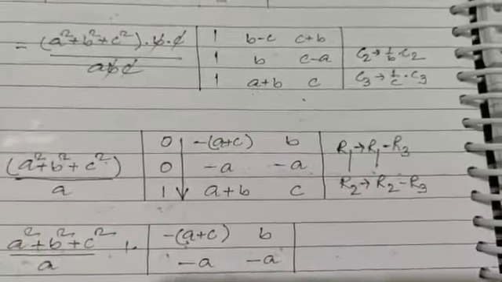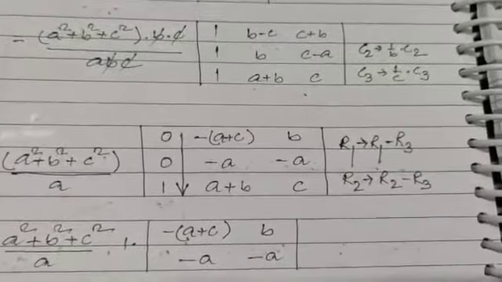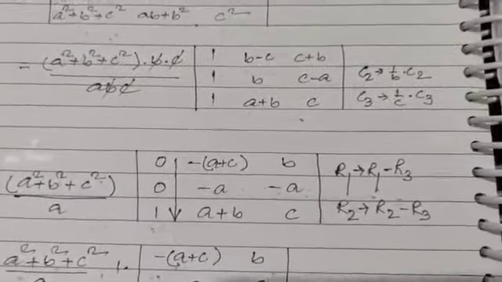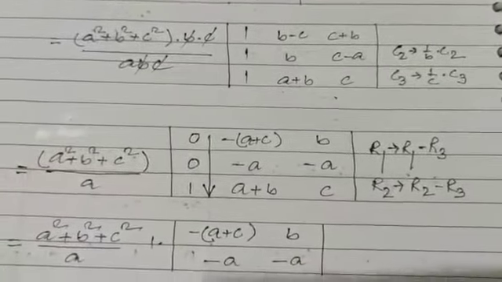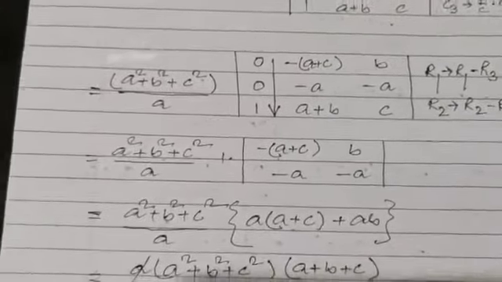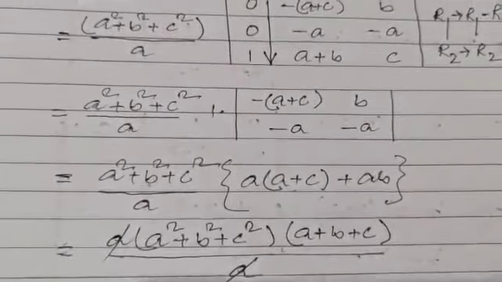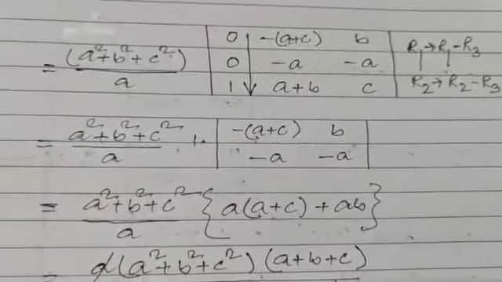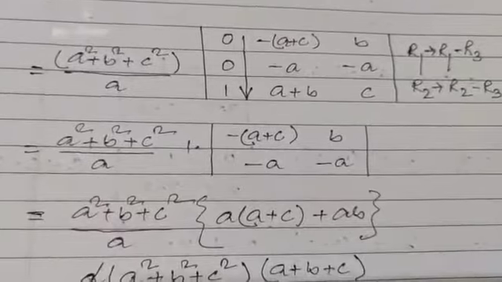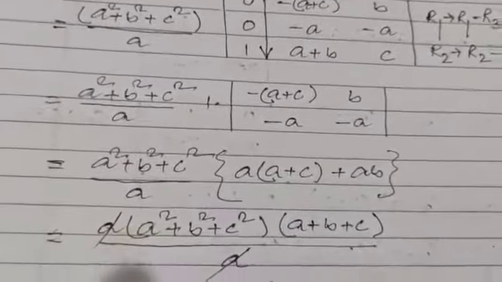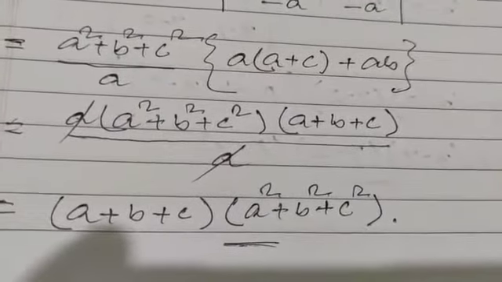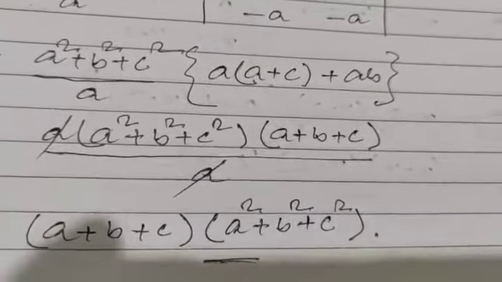Now if I apply R1 is R1 minus R3 and R2 is R2 minus R3, then you will get 0, 0, 1 in the first column, minus of a plus c, minus a plus b, and b minus a, c. So if we expand along the first column, you will get a square plus b square plus c square divided by a into 1 into its minor, which is minus of a plus c, minus a, b, minus a, and which will be a into a plus c plus ab, and a will be common, so it will be cancelled, and your result will be a square plus b square plus c square into a plus b plus c.